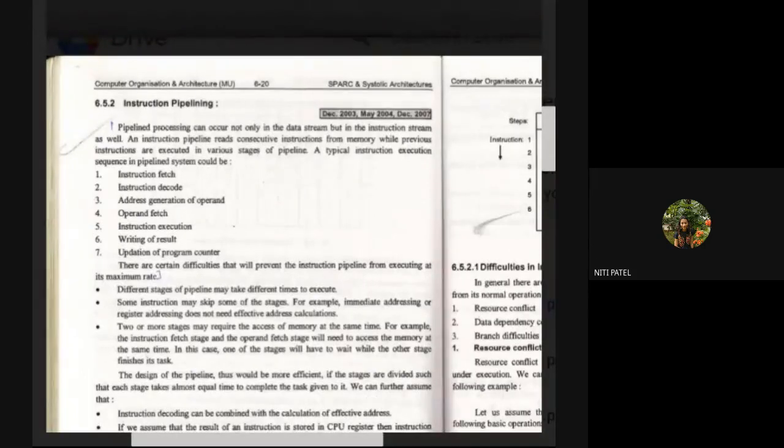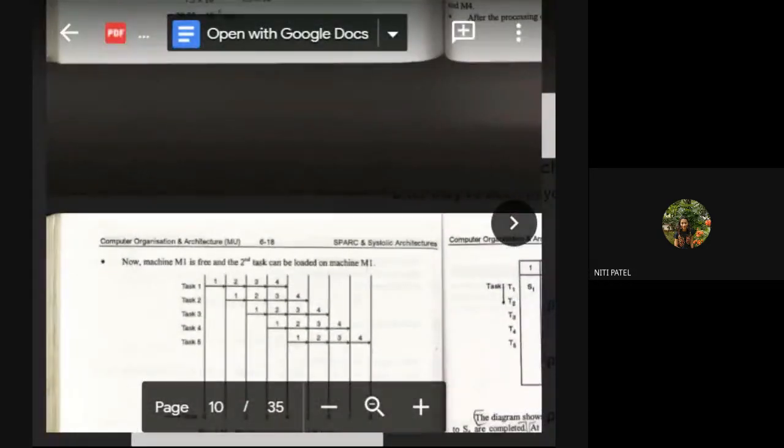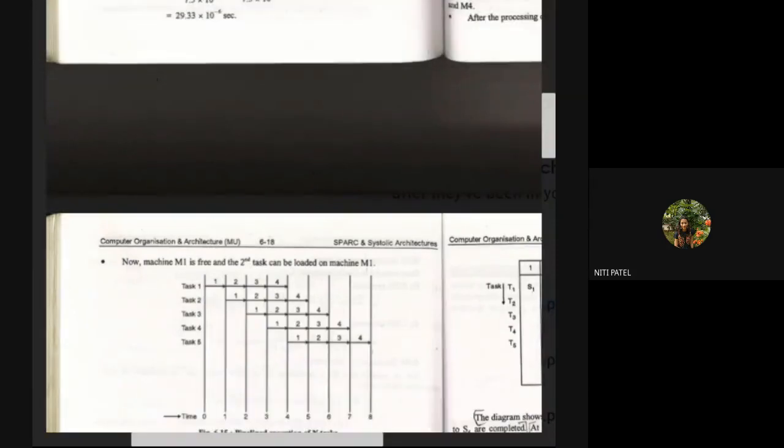Now, what is the program counter? It is the one which points to the next instruction after your previous instruction execution is completed. When I have an instruction move a comma b, this instruction is divided into these 7 subtasks. What was my task 1? My task 1 was to execute the instruction move a comma b. To execute that, I divided it into 7 tasks. So the 1, 2, 3, 4 which you can see at different timings are nothing but these 7 steps.